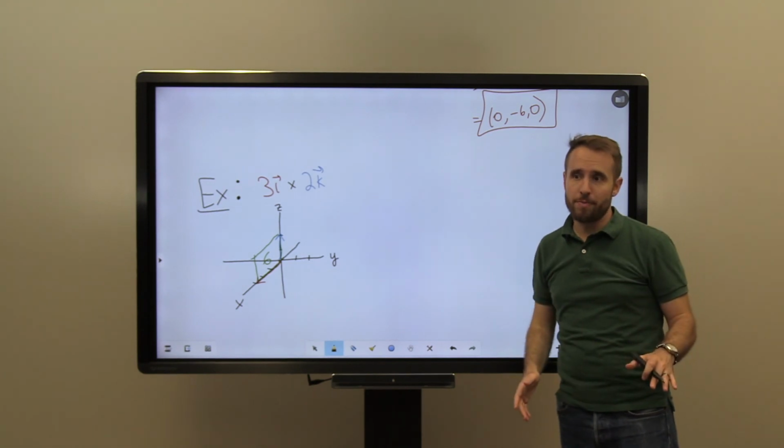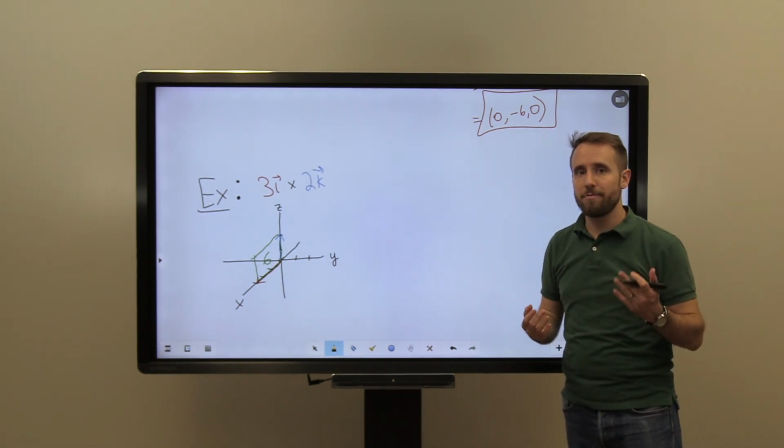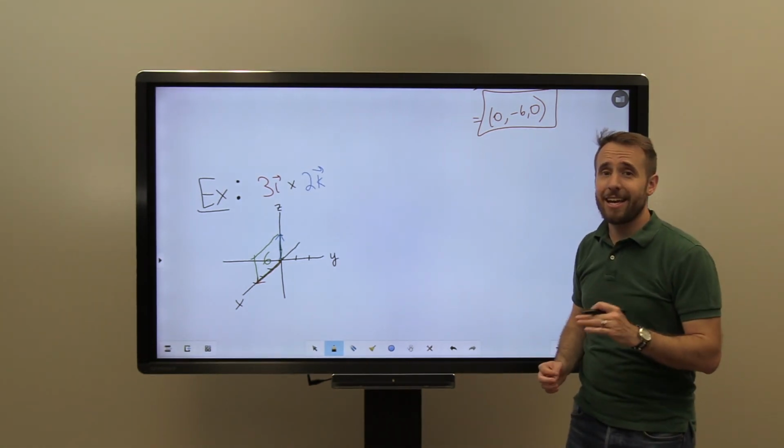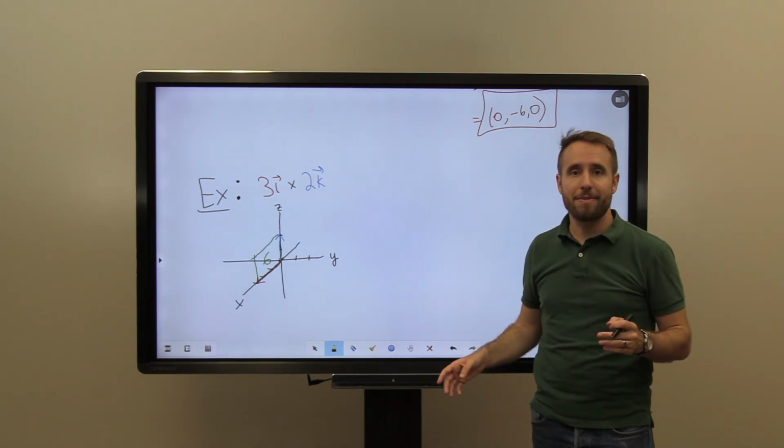So the cross product, and more broadly, determinants of matrices, will come up again and again throughout this class and throughout mathematics in general.